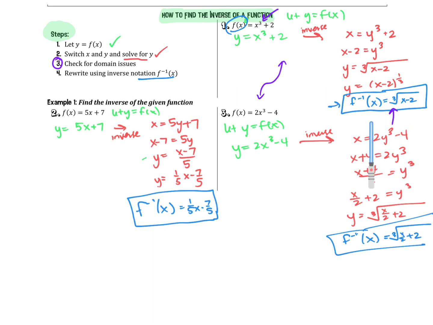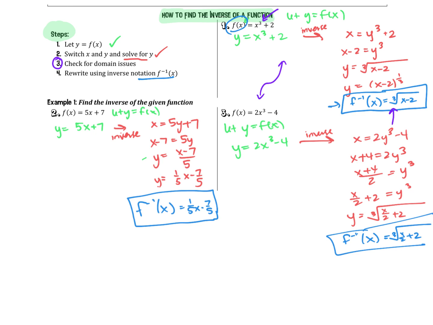So after I flip my x and my y, I'm going to solve for y. I split this into 2 fractions here. So x over 2 and 4 over 2 is 2. Then I took the cube root, which again you could write as to the power of 1/3 if you prefer. And then I rewrote my final answer using inverse notation. So none of these examples had domain issues because all 3 of these functions, their inverses, are also a function.